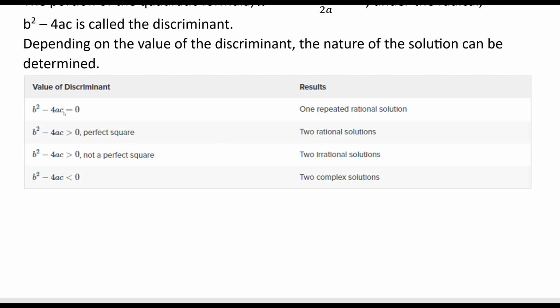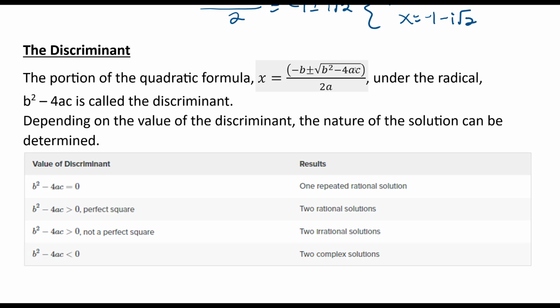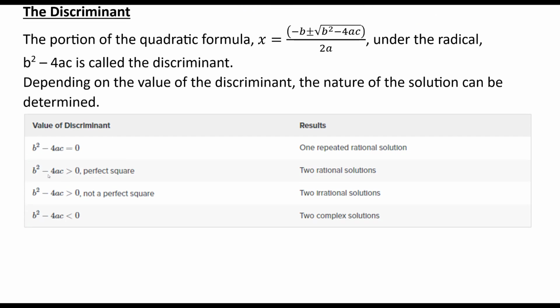So you have several cases. B squared minus 4ac equals 0. That means you have one repeated rational zero. So the part under the radical is nothing, so it's just going to be -b over 2a. B squared minus 4ac is greater than 0, and it's a perfect square: you get two rational solutions, like the square root of 16 or the square root of 9, or something like that. But if b squared minus 4ac is greater than 0 and it's not a perfect square, you'll still have two solutions, but they'll be irrational solutions.